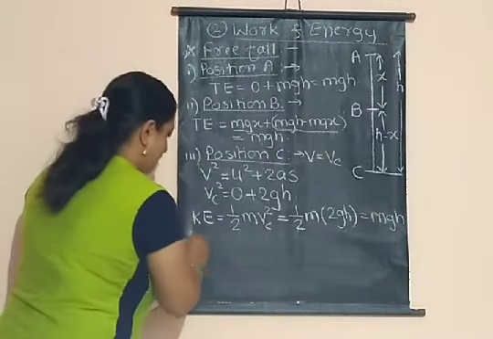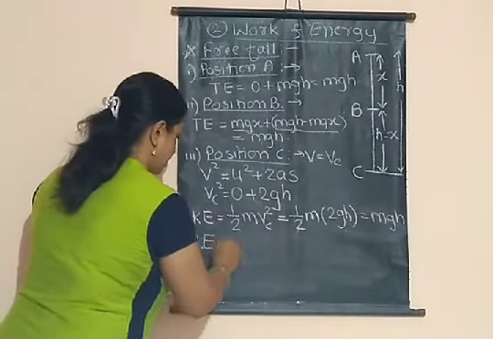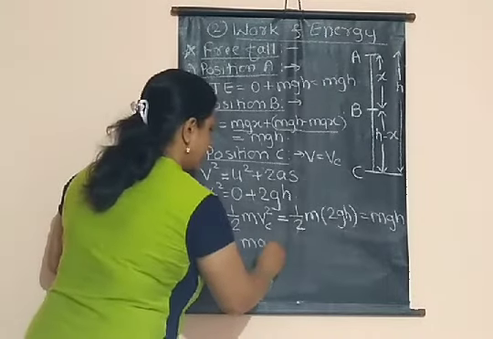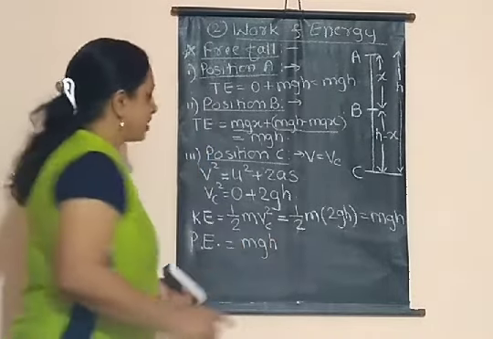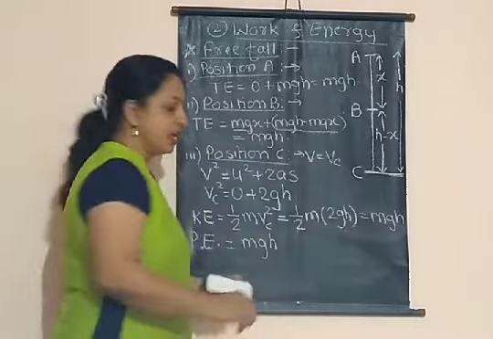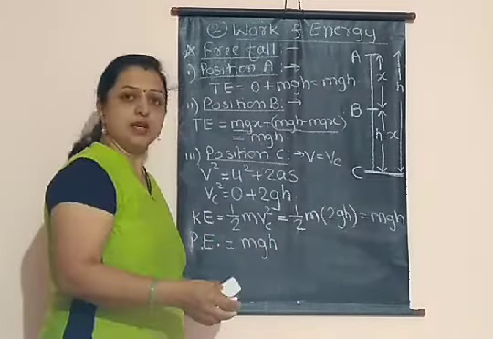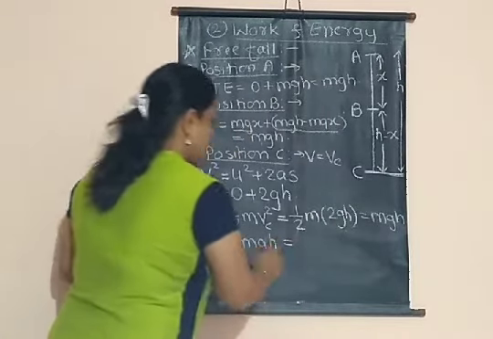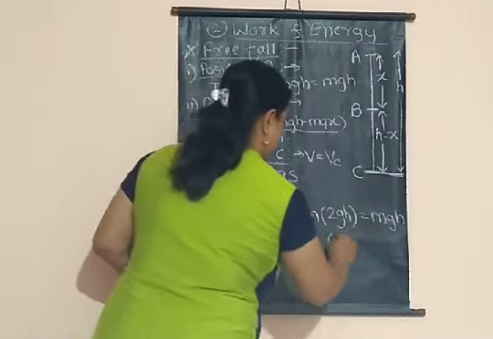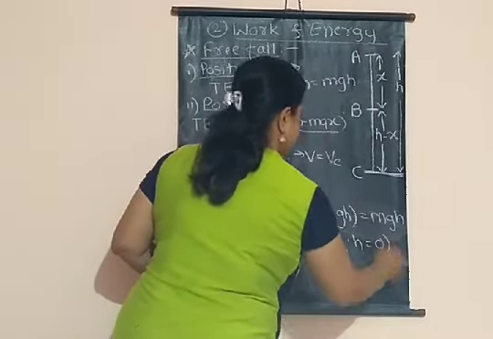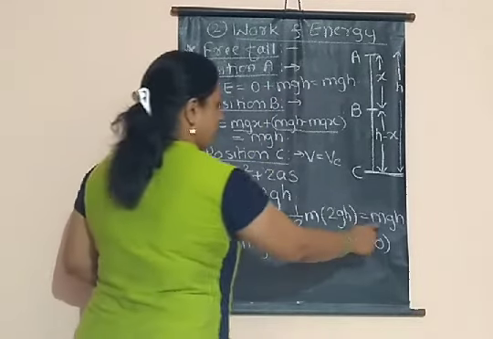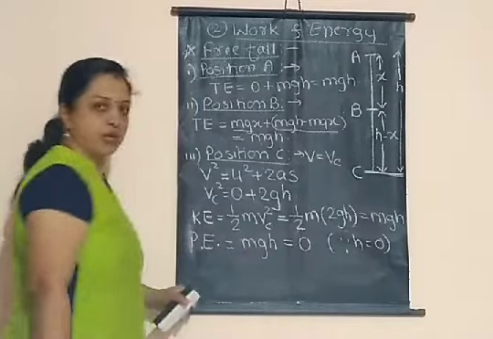Then after that we have to find out the potential energy. What is the formula for potential energy? mgh. But you can see that the object is at the ground surface at position C. So the height of the object will be 0, and so let us substitute the value of h, that is 0, and hence the potential energy is 0 since h is equal to 0 at position C. In this way we will get the kinetic energy and potential energy.